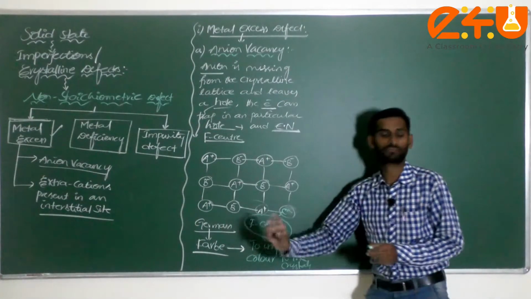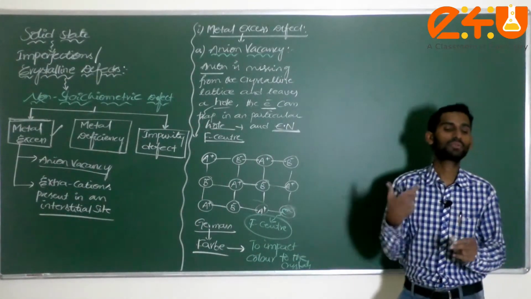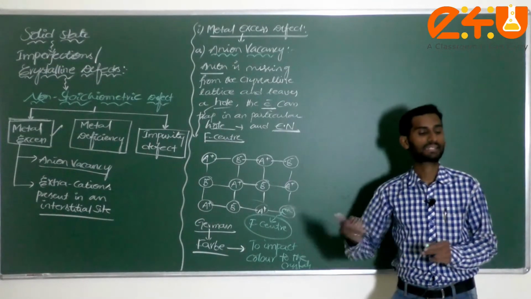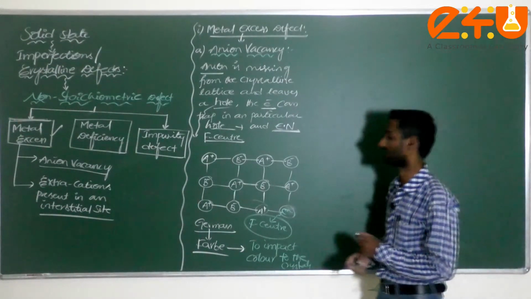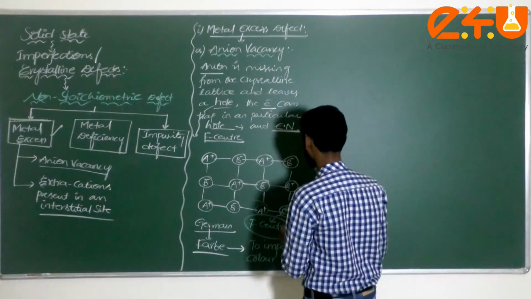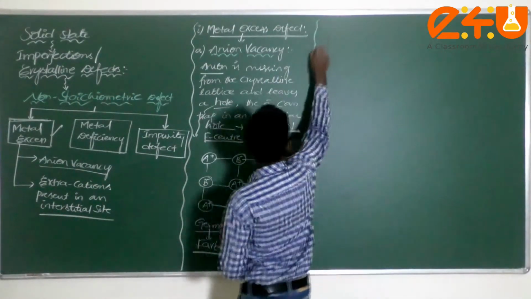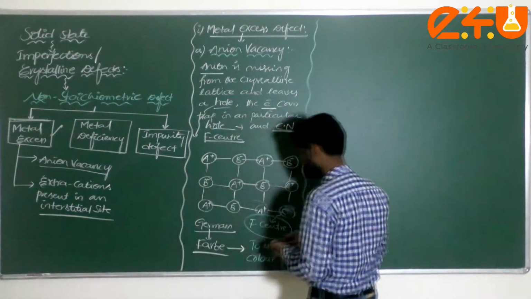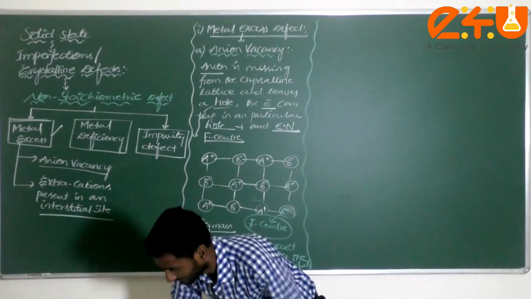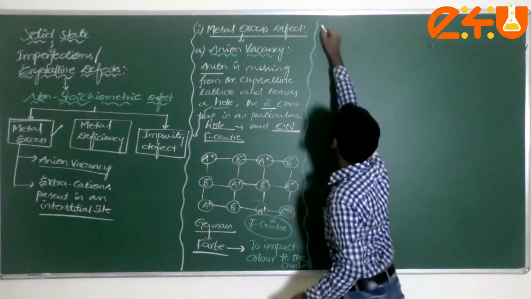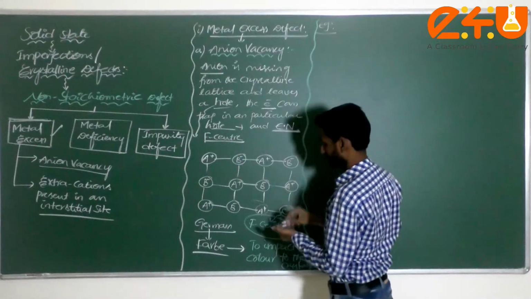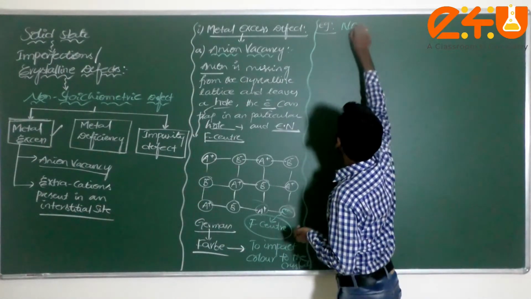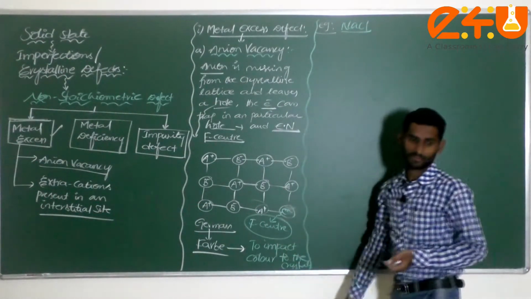Due to this F center, what will happen, dear student? It will produce the color. It imparts the color to the crystals. It comes from a German word. Now, if we take one example, a very good example, we can consider NaCl as the first example. NaCl. Am I correct or not, dear student?